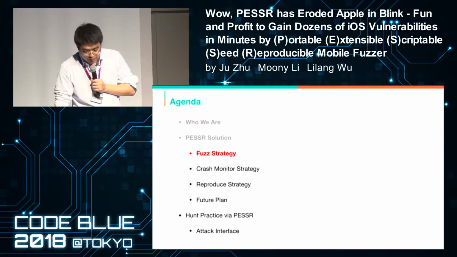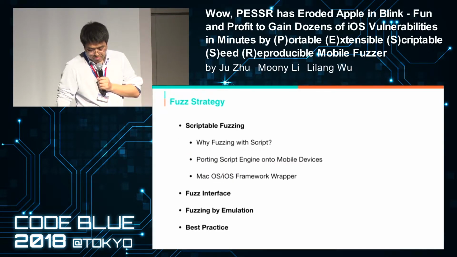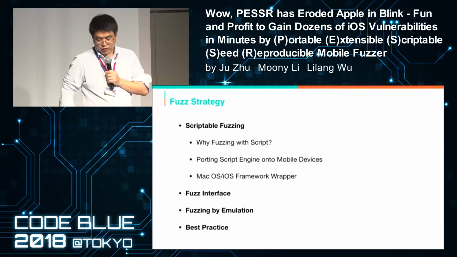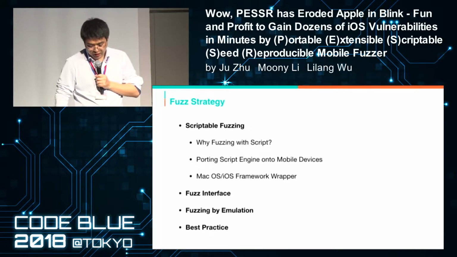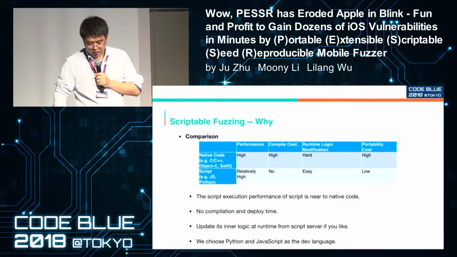The other part is about the fuzzing strategy. So the first question is why we fuzz in script, and the second is how we port the script engine onto mobile devices such as iOS and Android. And also we will introduce how we wrap the iOS or Mac framework.